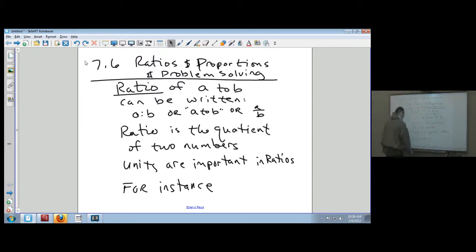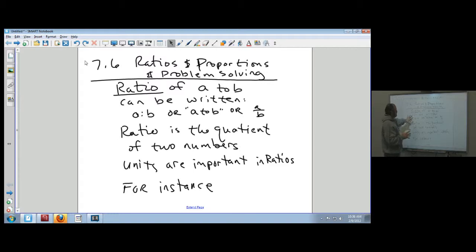All right, the word ratio has its basis in the word rate, and we all know how to determine rates. We can determine the rate of the price per item by dividing the total price that we pay for a certain number of items. We can figure out our miles per gallon by dividing the total number of miles that we traveled over the number of gallons that we filled up our tank with. So we deal with rates all over the place.